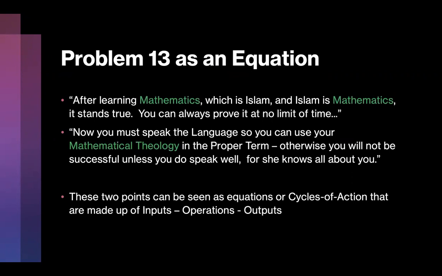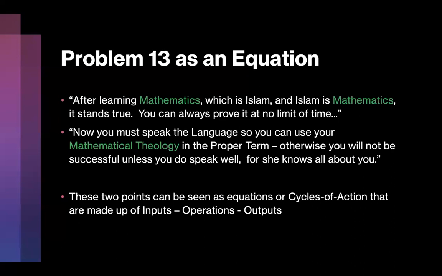So we're going to look at these terms right here: mathematics and mathematical theology. These are the two paragraphs that we have identified from problem number 13. We're going to look at these as equations, and the words in green are where we're going to input some data in order to produce an output. Does that make sense?